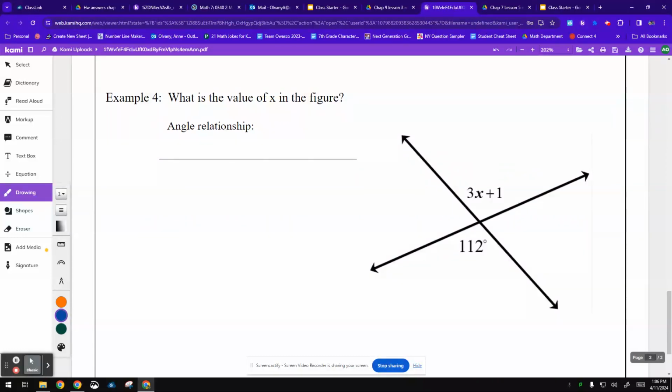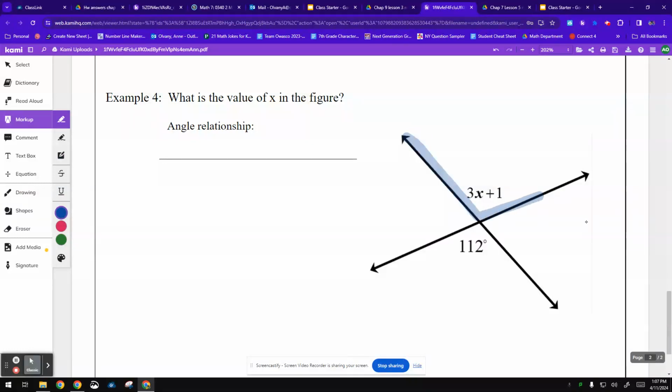Example 4. What is the value of x in this figure? First, they have a relationship. Easton, what's their relationship? That is true. They are congruent, but that's not their angle relationship. What do we call the kind of angles they are?